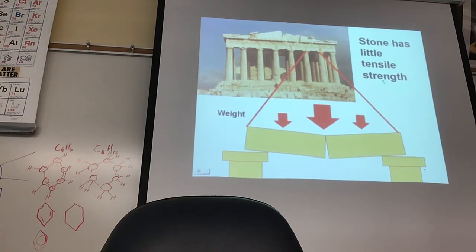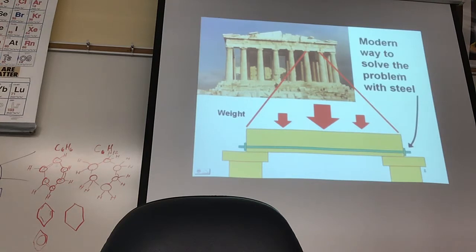And we suspect the Greeks figured that out by trial and error. And so the distance between here and here is probably no more than 10 feet at the most, maybe 6 feet between this point here and this point here. Anything longer than that, and the stone, no matter how big you make it, is probably going to fracture and break.